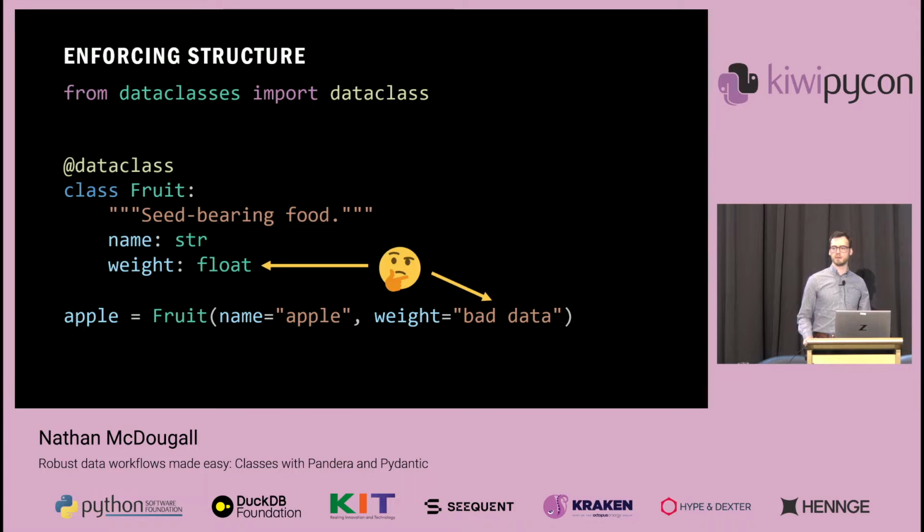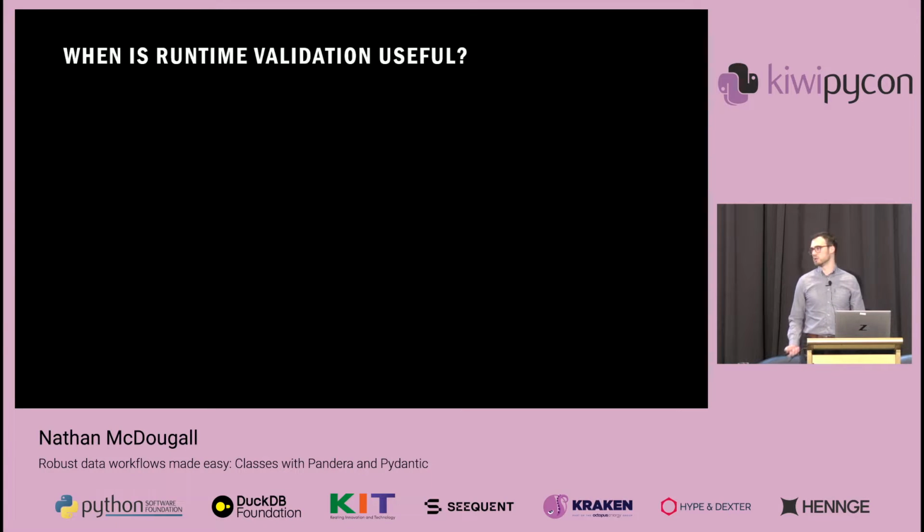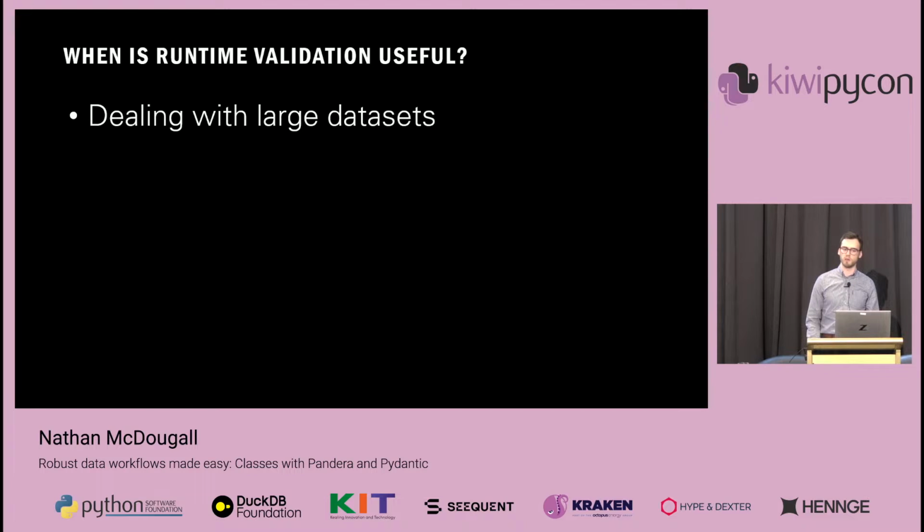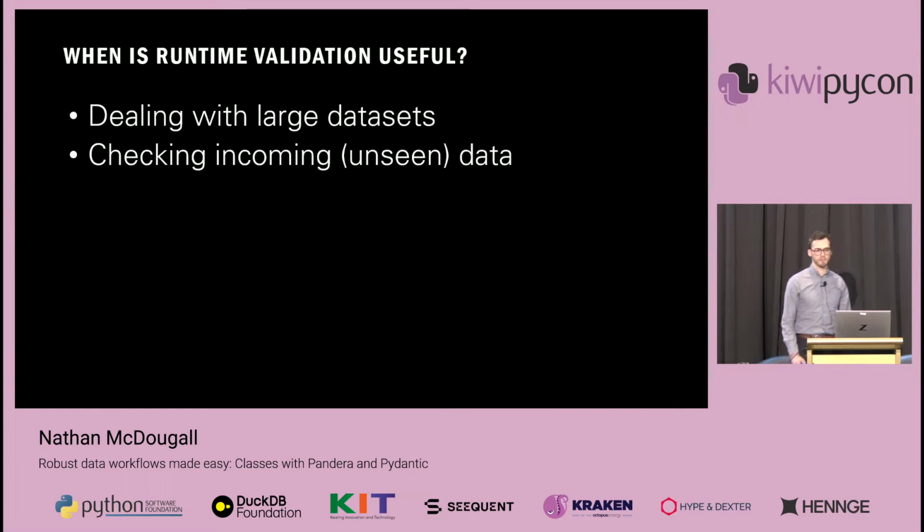So how can we do better? Well, probably we should adopt some kind of runtime validation. How can this be useful? Well, if you're dealing with a large data set, you don't have to manually go through every single entry, every single aspect of your data set to find where problems are. You can automatically go through something large and have confidence that you've caught everything. It's especially useful for unseen data sets that are coming in.